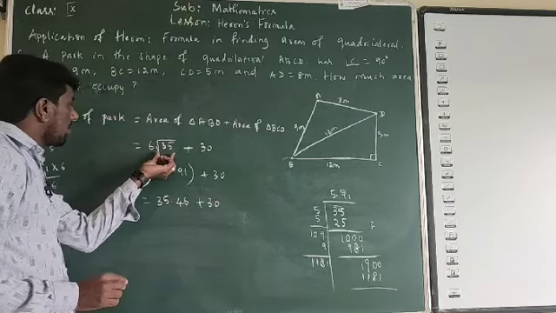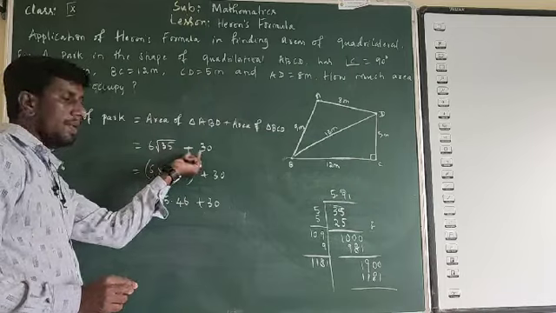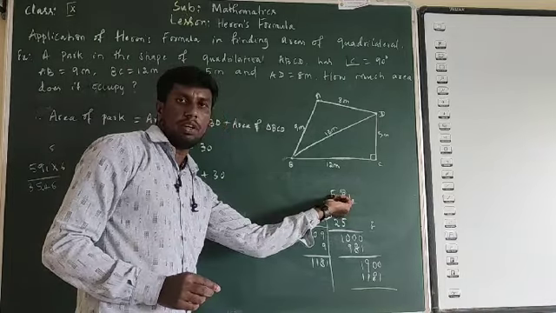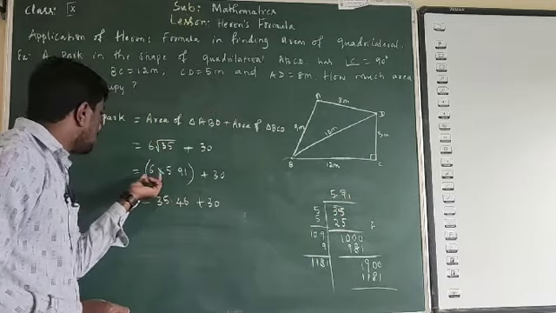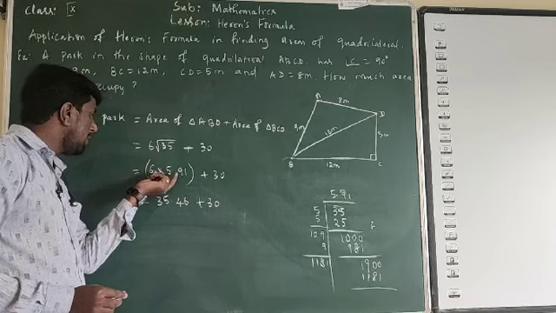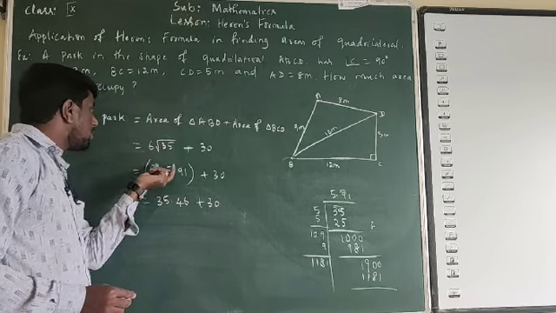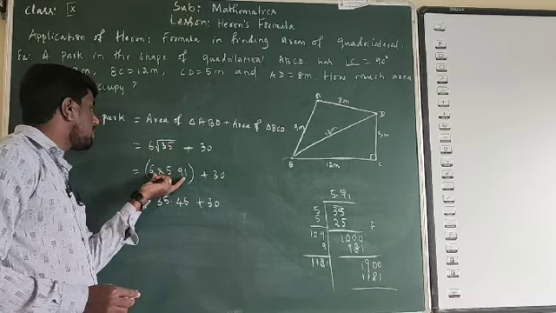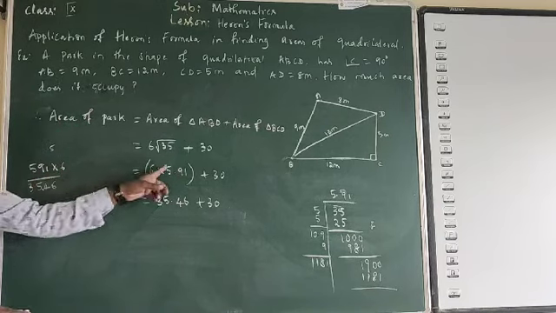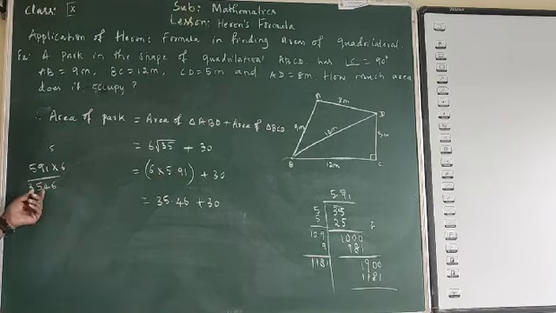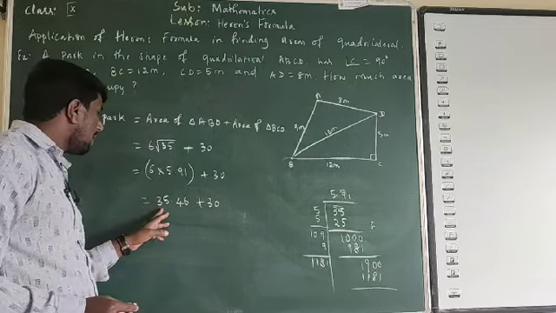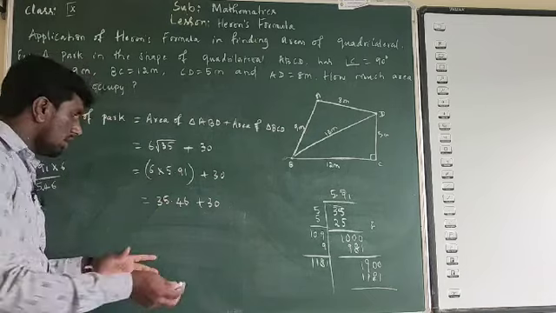Understood? Square root of 35. 6 square root of 35 plus 30. The square root of 35 I found out by using the long division method. I am getting 5.91 approximately. So I substitute 5.91 in place of the square root of 35. I have multiplied 6 into 5.91, so 591 into 6, and I have placed the decimal places after that. I am getting 35.46. This 30 is as it is. 35.46 plus 30.